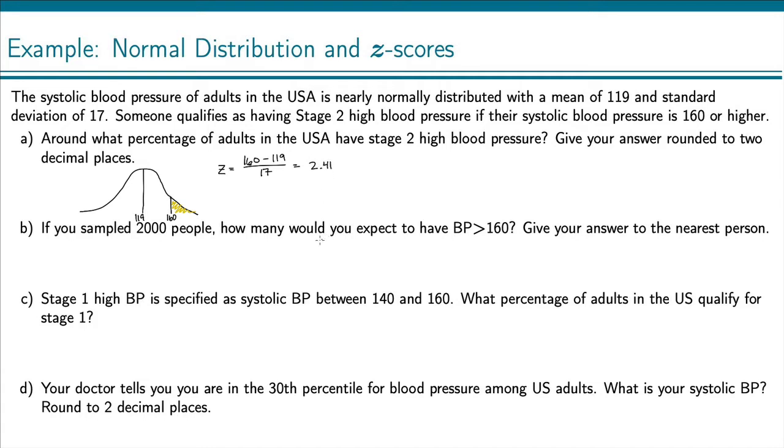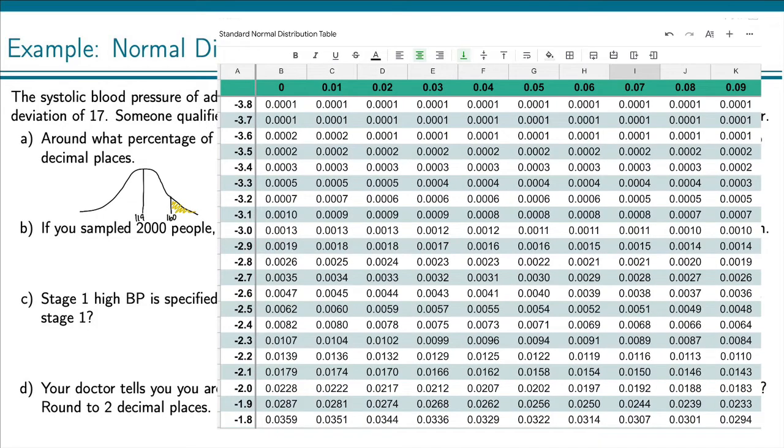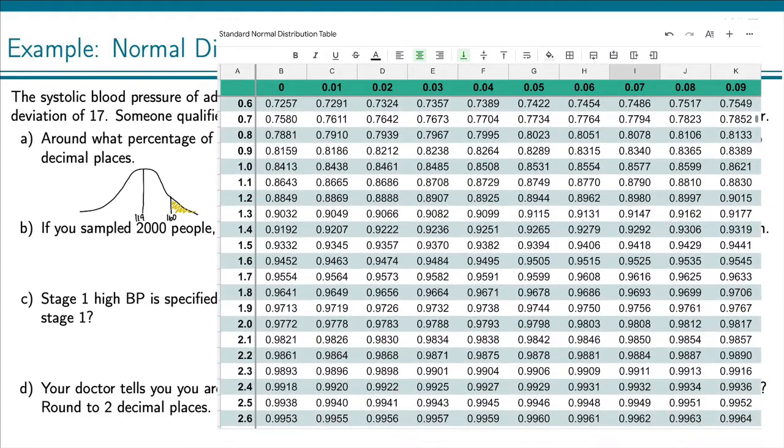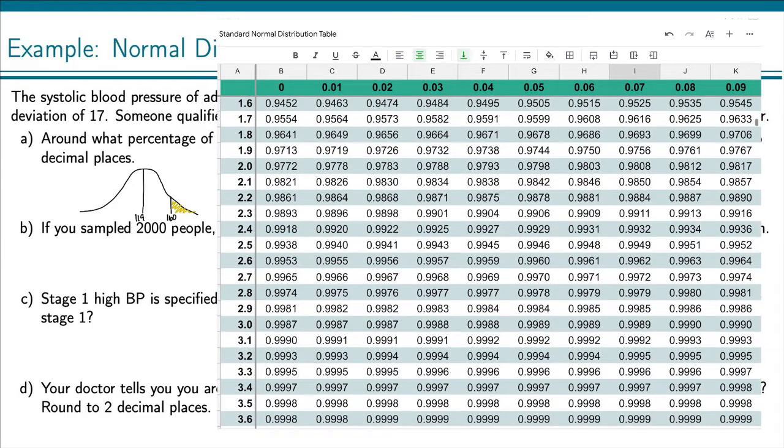Now that we have that, we go to our standard normal distribution table, and we go to 2.41. All the way down here in the positives, 2.4 is in this spot, and then 2.41 is right there. So 0.9920, and that's the area to the left of the 160.